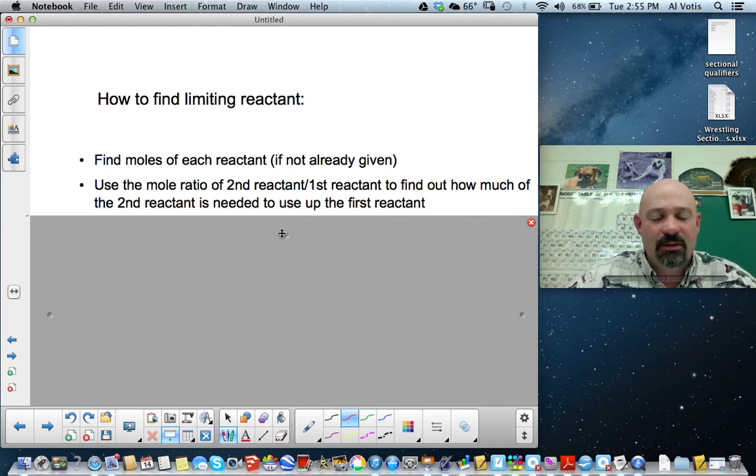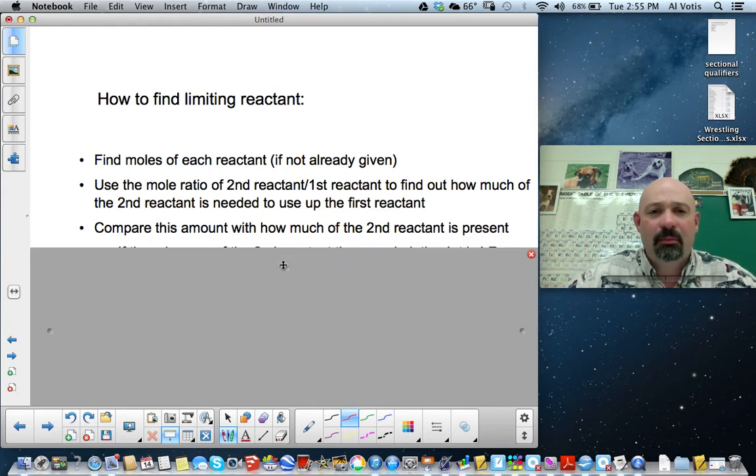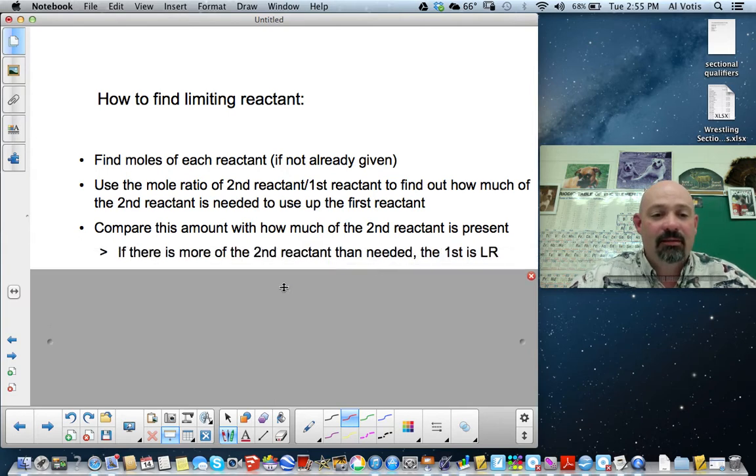Okay, so that's what we're doing. We're just doing this out of convention's sake. We're trying to do the same thing every time. It makes it simpler. We're always going to take the moles of our first reactant times the mole ratio of second reactant to first reactant, and that tells us how many moles of the second reactant we need to use up the first one. Then we're going to compare that amount. We're going to say, okay, this is how much I need to use my first reactant up. How much do I actually have of that first reactant? If we have more than what we need, in other words, that number that I needed of my second reactant was actually smaller than the amount I had present, then the first would be my limiting reactant.